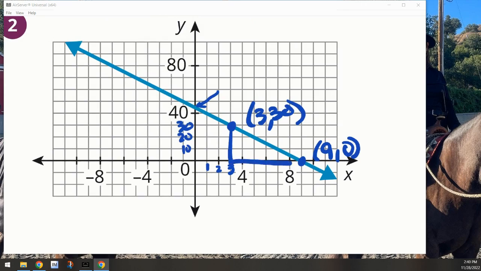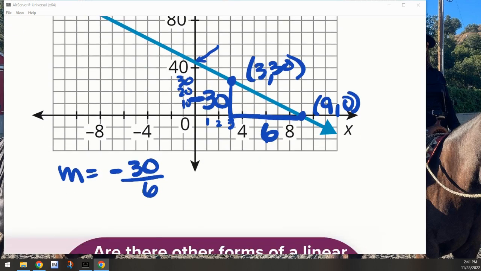So I'm going to find my slope. I have a little triangle right here. If I'm looking at my y values, I'm going from down here from 0 to 30. So that's up 30. Then I'm going from 3 to 9, and this is going down. So that's negative 30. From 3 to 9 is 6. So my slope is going to be negative 30 over 6. So my slope is negative 5.